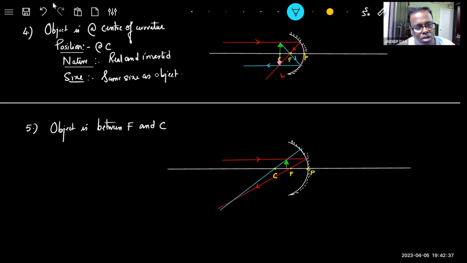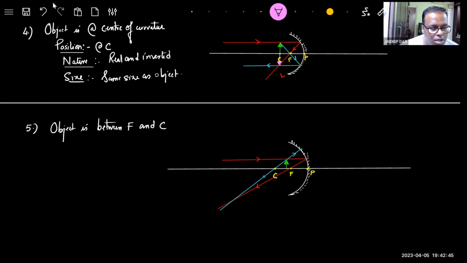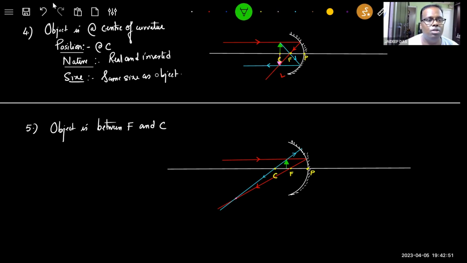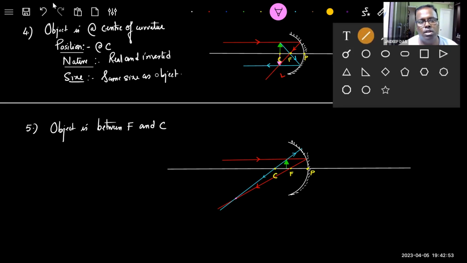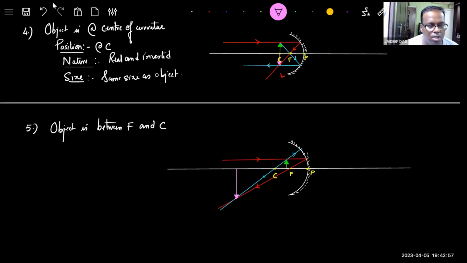Okay, the ray went in this direction and the ray came back in this direction. So where have they met? Sir, they have met here. Is it an actual meeting? Yes, sir, it's an actual meeting. And how should the image look? So we will get a magnified, inverted, real image.